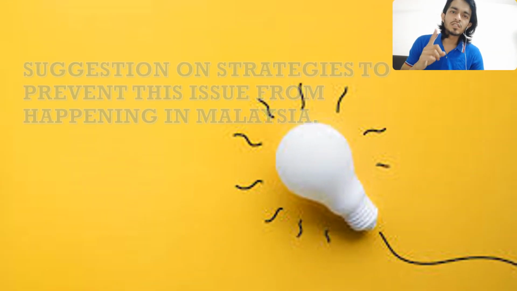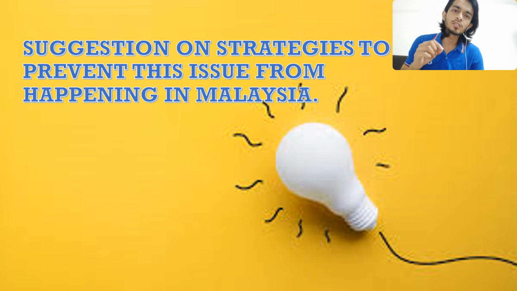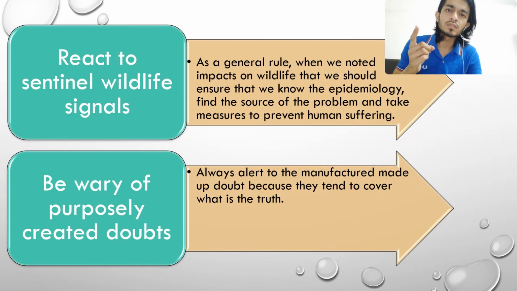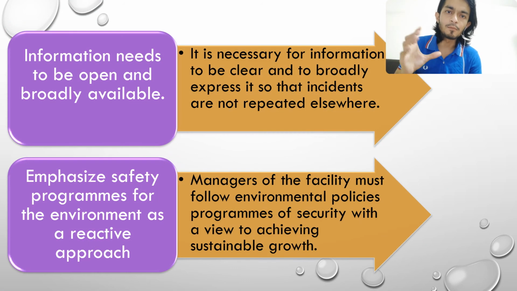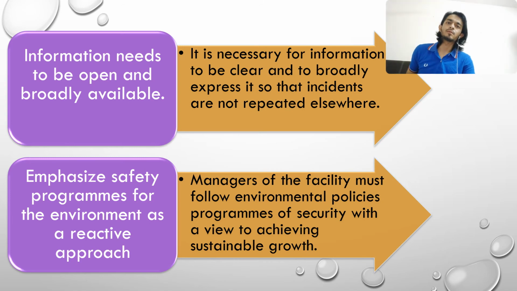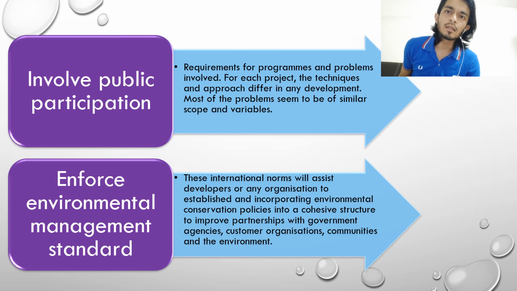Okay, now we go to the suggestions on strategies to prevent this issue from happening in Malaysia. The first suggestion is we need to react to sentinel wildlife signals. Second, we need to be wary of purposely created doubt. Third, information needs to be open and broadly available. Next, emphasize safety programs for the environment as a proactive approach. We need to involve public participation, and last but not least, enforce environmental management standards.